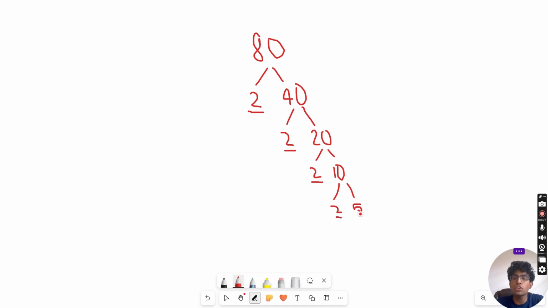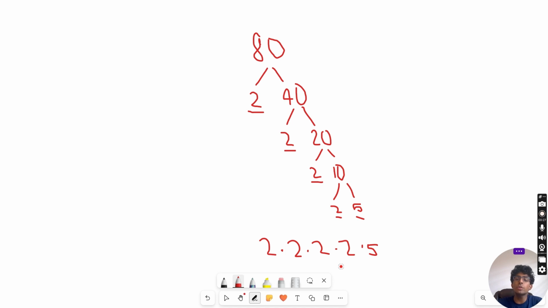5 is also prime because, again, there's no other number except 1 and itself that would divide evenly into it. So 5 is a prime number. Since we have both prime numbers now, we can't break this number down anymore. So we have 4 2s, so we can write it as 2 times 2 times 2 times 2, and then this other 5 here times 5.